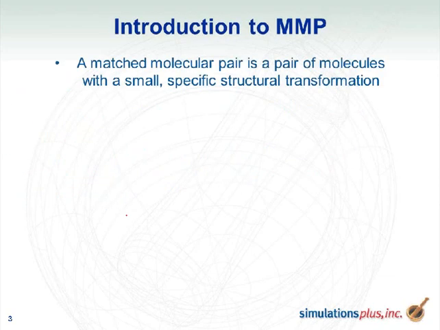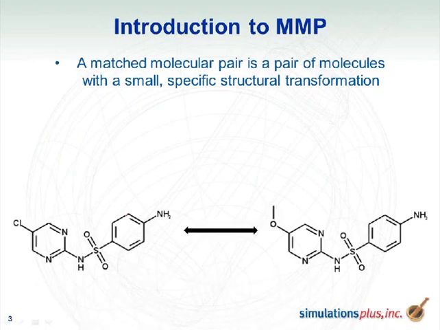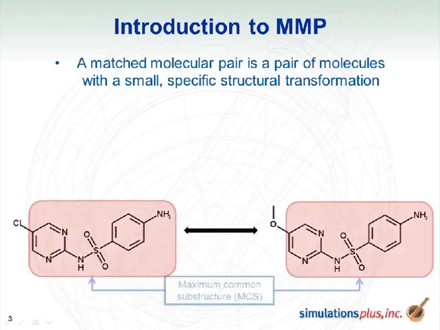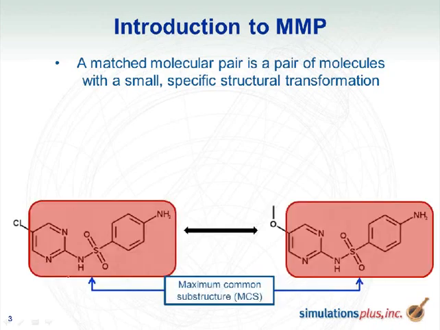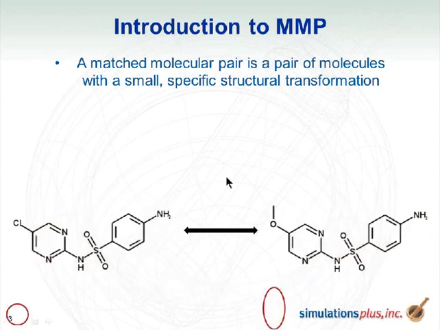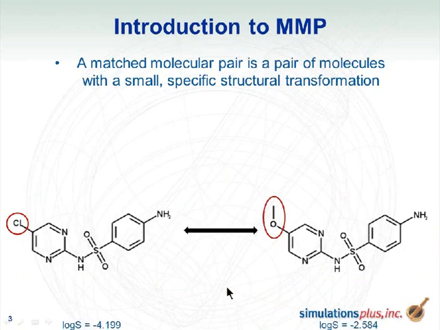So what is a matched molecular pair? It's simply a pair of molecules with a small specific structural transformation. So if we look at these two molecules down at the bottom, the first thing we want to do is identify the maximum common substructure. And in these two structures, it'll be the pyrimidine ring, the sulfonamide, and the aniline group. And what's left is the small specific structural change. So in this case, chlorine is being replaced by a methoxy group on an aromatic system.